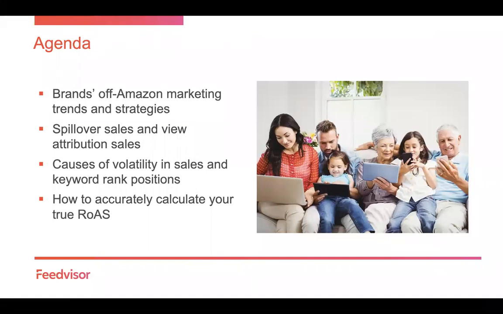Some of what we'll go over today includes the trends among small and large brands around their off-Amazon marketing strategies, particularly with Facebook ads, a deep dive into understanding spillover and attribution sales, and the top reasons why you might have volatility in your sales and keyword rank positions, and ways that you can optimize accordingly. So on that note, Yev, I'll let you take it from here.